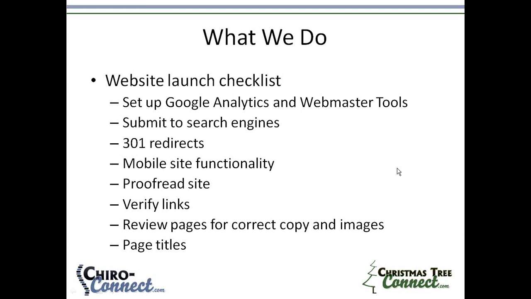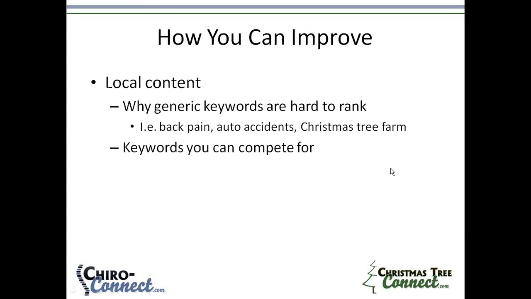So the first thing I wanted to talk about how you can improve your website is local content. So on the next slide, I have a screenshot of both a generically keyworded Google result and a more local keyword Google result. And so what I mean by that is obviously for chiropractors and for tree farmers, you have a specific locale that you are trying to get customers from. You're not targeting all of the U.S., you're not targeting all of Minnesota or all of Ohio or all of Iowa.